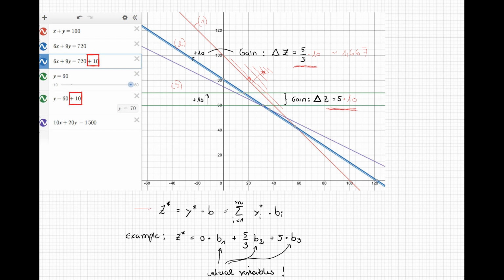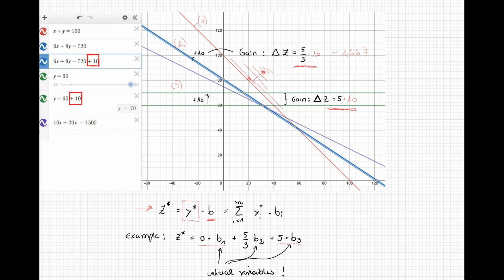This can also be stated as follows, where we have the optimal value for zeta, which is equal to the dual variables multiplied by the capacity. In our example, if we increase B1, then we don't have any gain. If we increase B2, then we have a gain of 5 divided by 3. And if we increase 1 unit in B3, then we have an increase of 5.